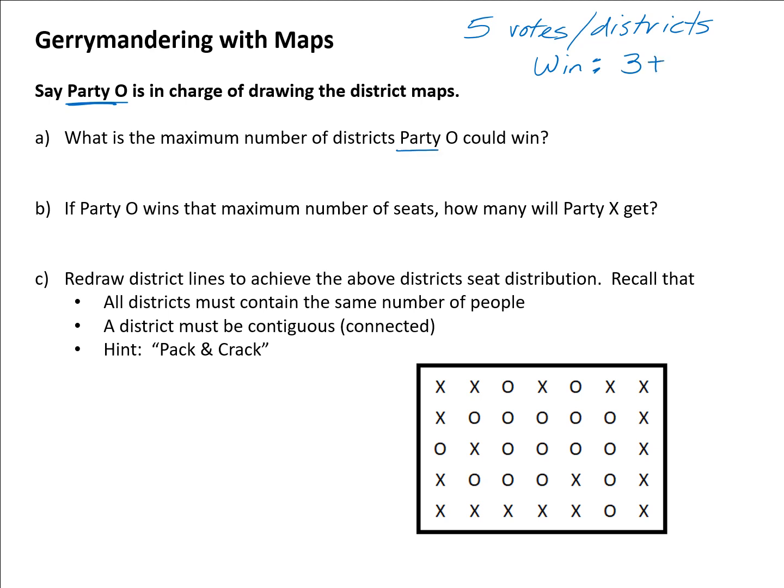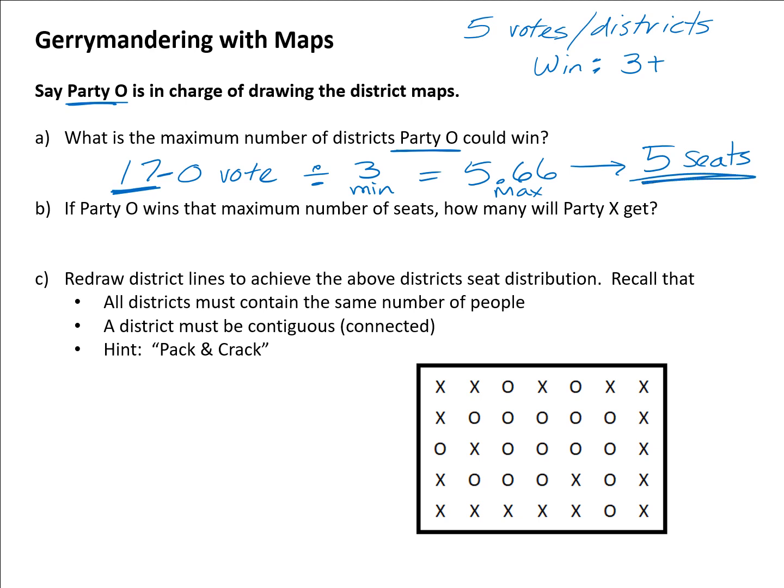So remember, Party O had 17 votes to work with, 17 O votes. Okay, so if I wanted to take 17 O votes and divide by what it takes to win, which is 3, at a minimum, 17 divided by 3 would be 5.6 etc. Now remember, this is giving us a maximum, so at most the O party could get 5 seats. The X party could get 6 because they had a few more votes, but the O party, based on the numbers, can only get at most 5.